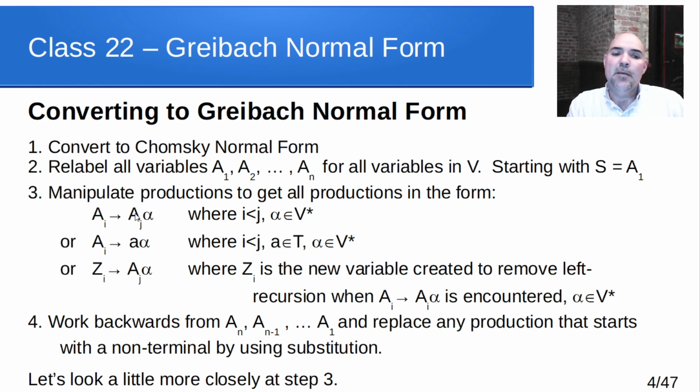It can't be A sub i produces A sub i alpha. It has to be A sub i produces A sub j, and j has to be a larger number than i. And that's preserving that kind of hierarchy or that sequential nature to it.